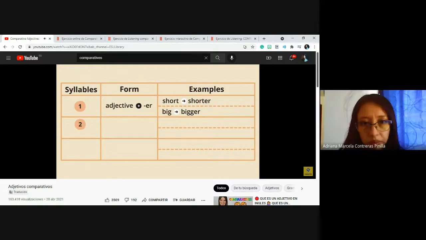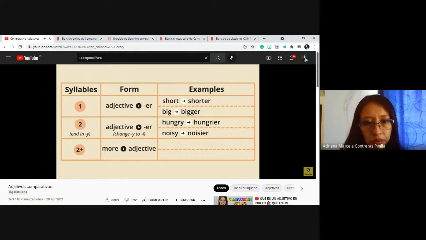For two syllable adjectives that end in y, we change y to i and add er. For example, hungry becomes hungrier and noisy becomes noisier. For adjectives that are two syllables or more, we use the word more before the adjective. For example, modern becomes more modern and expensive becomes more expensive.